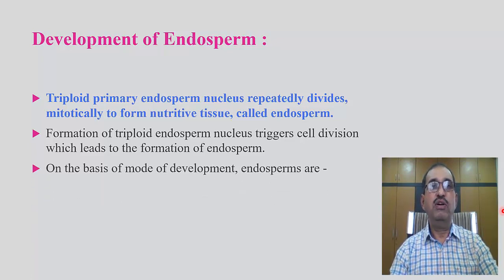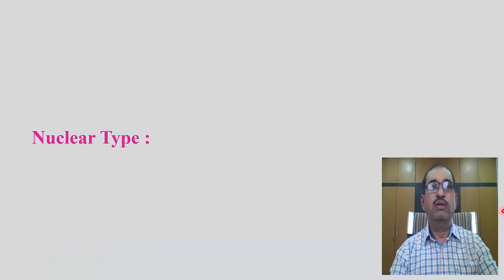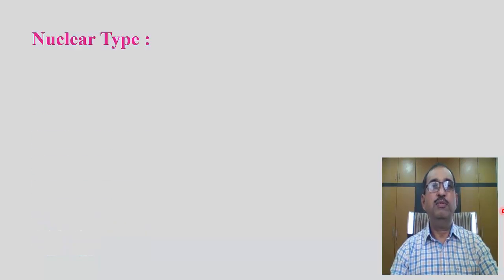On the basis of mode of development, endosperms are of three types: nuclear type of endosperm, cellular type of endosperm, and helobial type of endosperm. First, see nuclear type of endosperm. It is the most common type of endosperm.